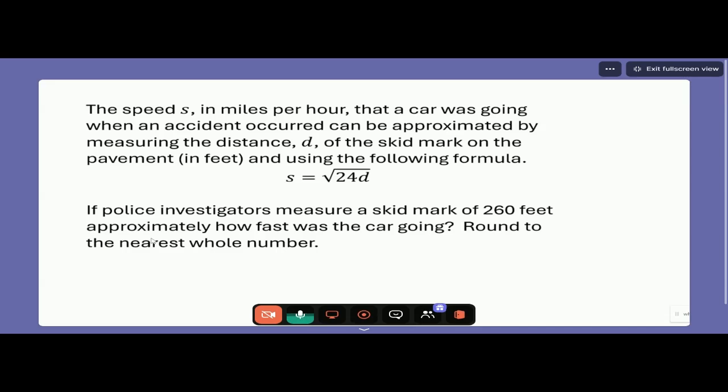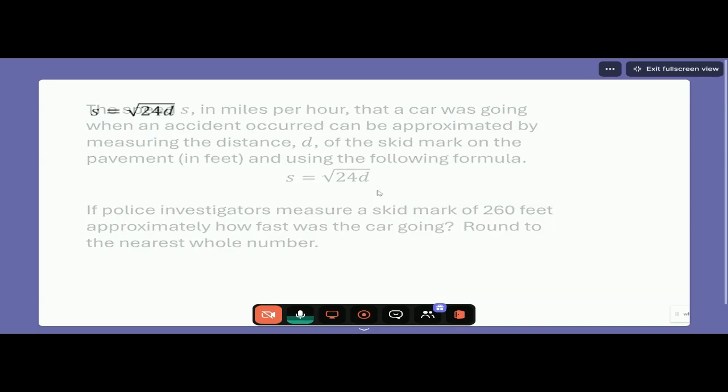But again, if you go on to physics, there are accurate formulas which you can use, and if you are working in imperial units, it simplifies to this approximate formula. And this is literally something that the police would use, or a similar idea, to get an idea if there's an accident and the car slammed on the brakes, were they going too fast or not? So if police investigators measure a skid mark of 260 feet, approximately how fast was the car going? Round to the nearest whole number.